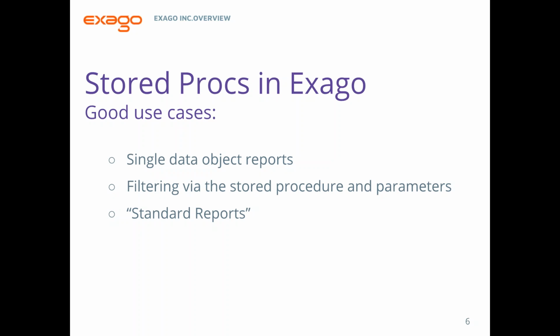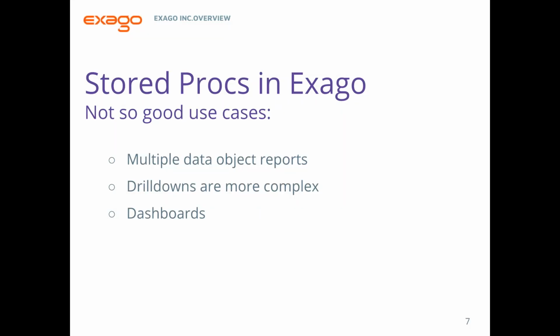So if these are some good use cases, what are maybe some not so great use cases? What are some times where we're going to say, hey, maybe we don't want to use a stored procedure here? A great use case is wherever we have a report with a single data object. Anytime we need to access multiple data objects in the same report, it's probably not going to be a great choice to use a stored procedure here. Again, this relates directly back to that concept of having to do those joins in code.